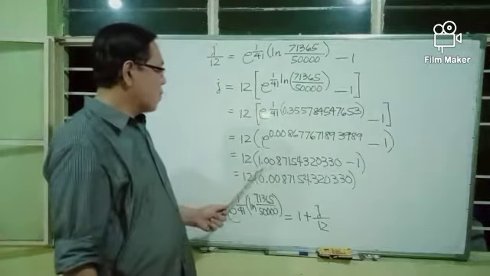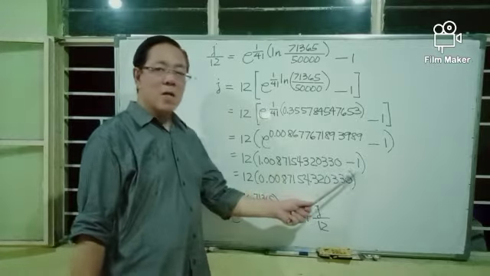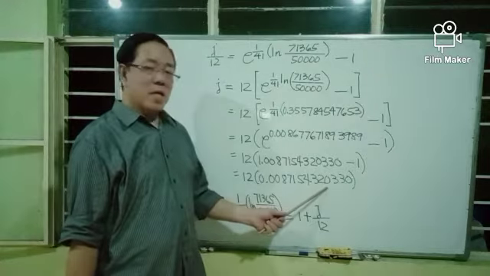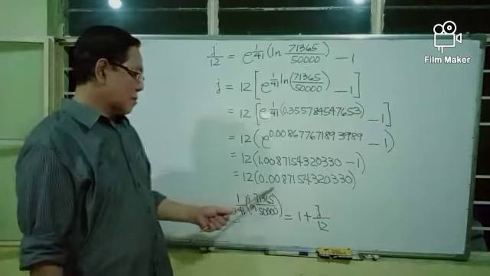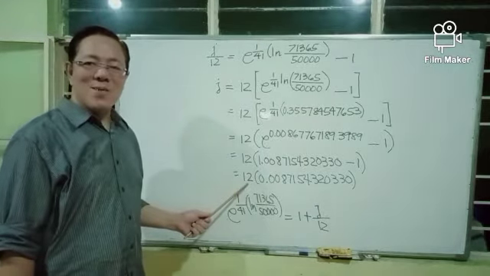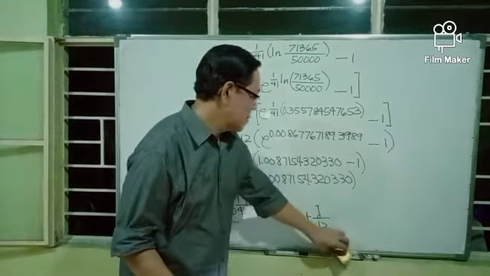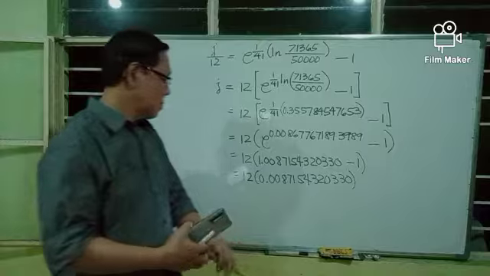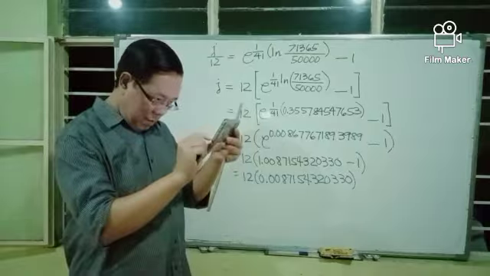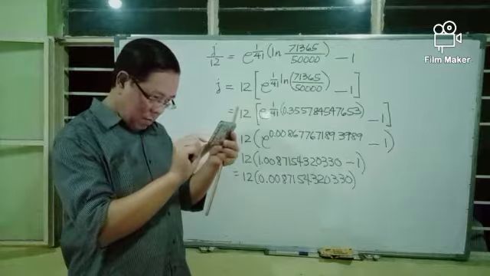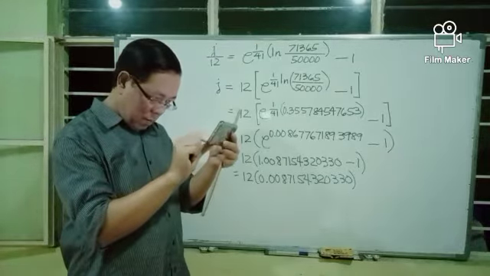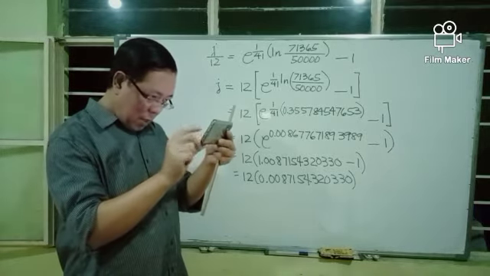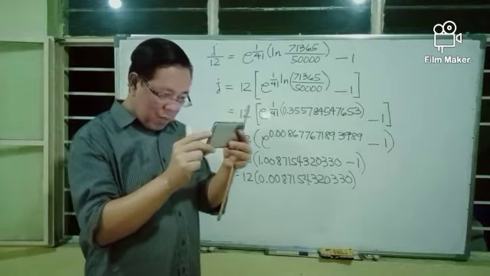We have 1.0087154320330 minus 1 equals 0.0087154320330. And this difference, you now multiply by 12, and you should get 0.104.